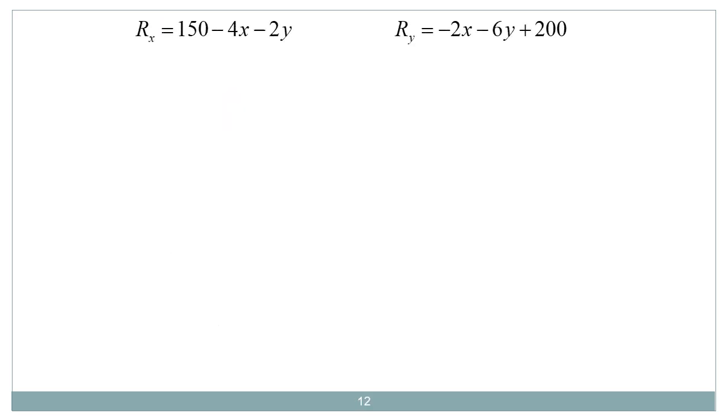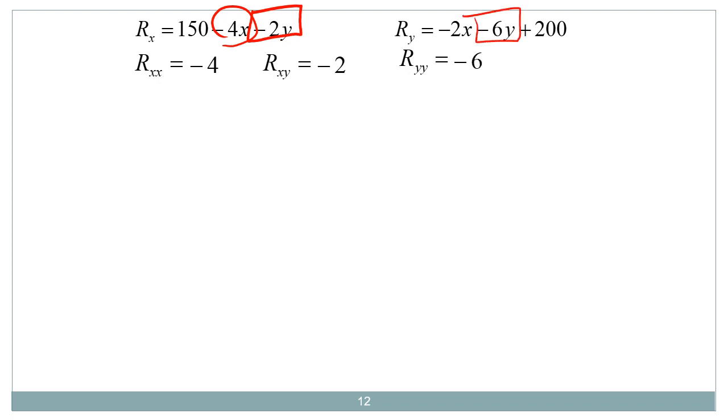How to check? We need to find R sub xx, R sub yy, and R sub xy. R sub xx, differentiate a second time, so we only need to differentiate negative 4x, and we get negative 4. R sub xy, differentiate the negative 2y with respect to y, so we get negative 2. And R sub yy is differentiating negative 6y, so we get negative 6.